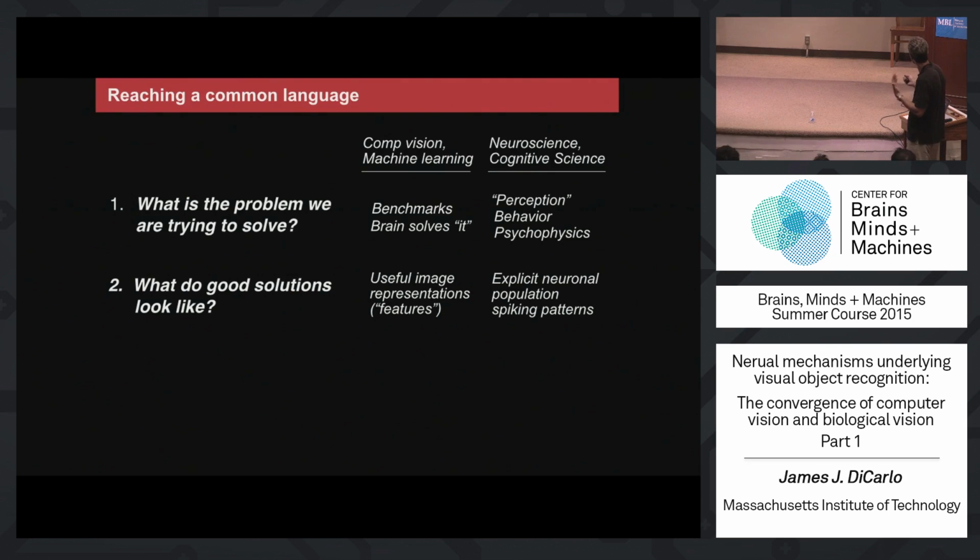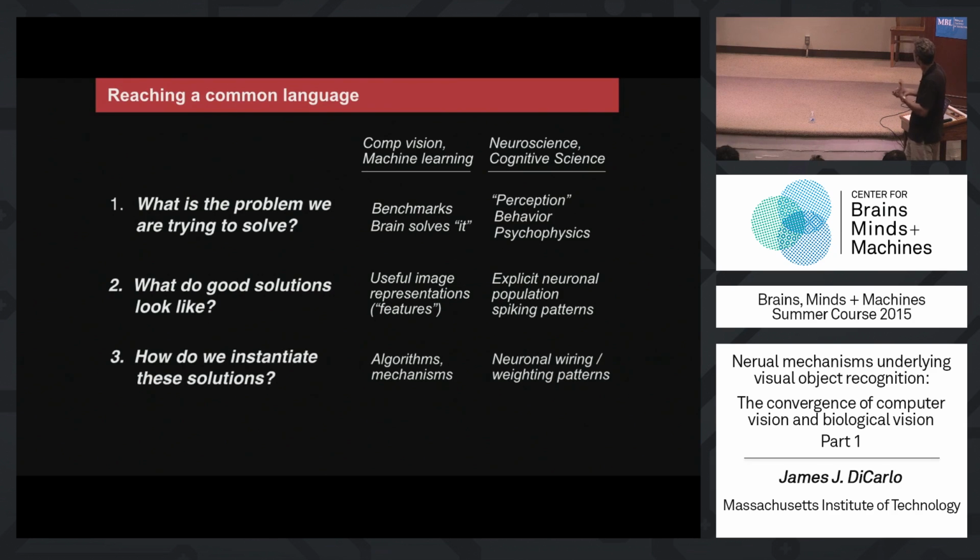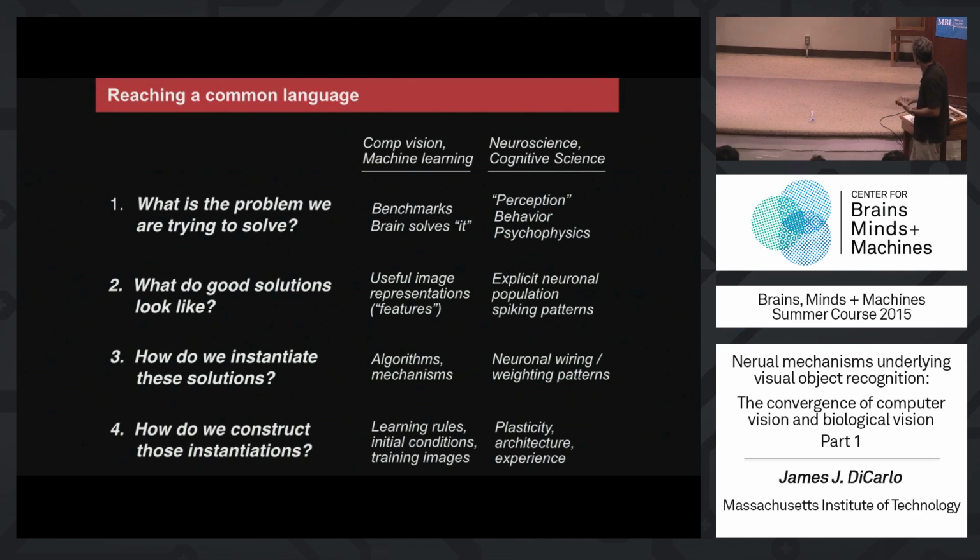You heard this in Haim's talk a bit. He was sort of using these words interchangeably. Again, this may be sort of obvious to you guys, but I thought it's worth going through. So this is like MAR level 2, representation. How do we instantiate these solutions? So this is still kind of level 2, algorithms or mechanisms that actually build useful feature representations. Neuroscientists will think about neuronal wiring and weighting patterns that are actually executing those algorithms, right? This is what we think is a sort of bridging language there.